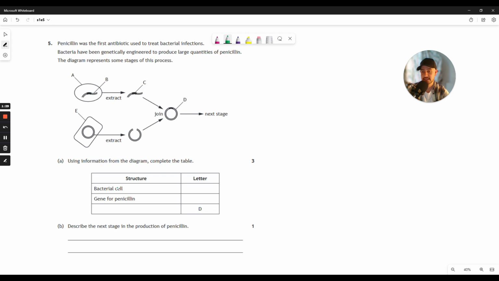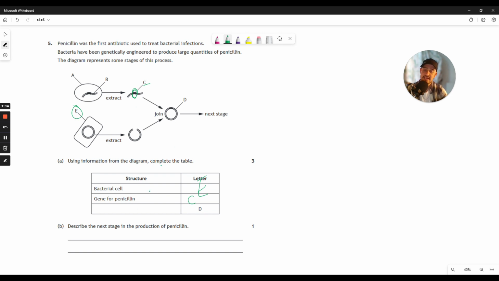Okay, so first one, which of these is the bacteria cell? Well, we know the bacteria cells have plasmids, which are circles of DNA, little loops of DNA. And the only cell that has a loop of DNA here is cell E. So the answer must be E. Next, the gene for penicillin. Now, the gene, remember, is what is going to code for our protein we want to make, and it's going to come from the other cell. So if we look back at the other cell, we can see that we have cell A, and the genetic material B is extracted. Now, B is going to be part of a chromosome. The gene itself is just a short sequence of the chromosome, and that's going to code for the protein. So the answer for this one is going to be C.